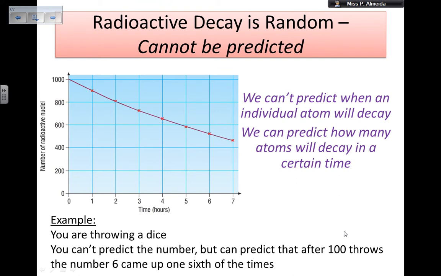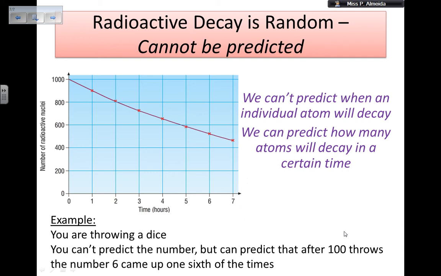Now let me just tell you something. The radioactive decay, and I told you this before, is random. It cannot be predicted. So I cannot predict when an individual atom or nucleus is going to decay, but I can predict how many atoms or nuclei will decay in a certain time. It's like statistics. When I throw dice, I cannot predict the number that I'm going to get next, but I can predict that after throwing the dice 100 times, the number 6 will come up 1 in 6 of the times, so 1/6 of the time.